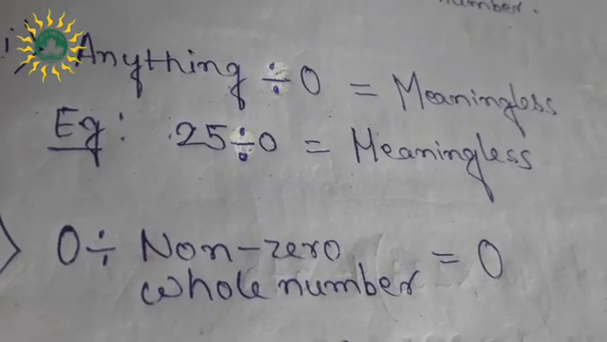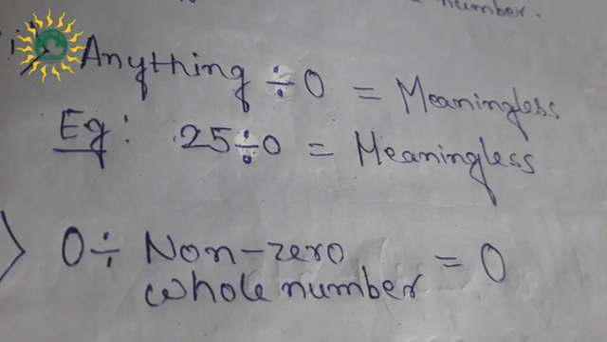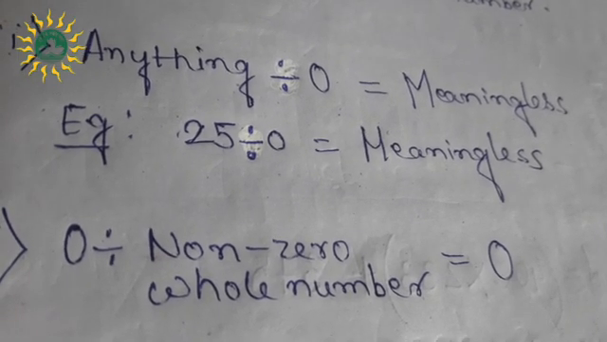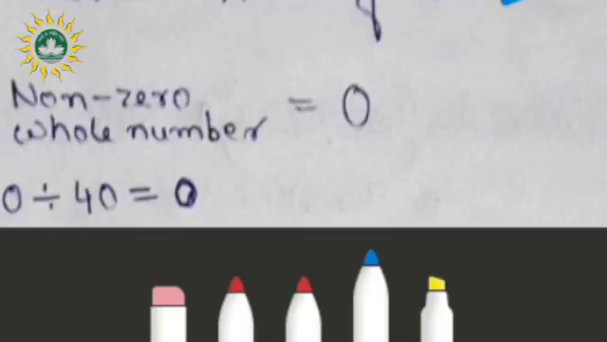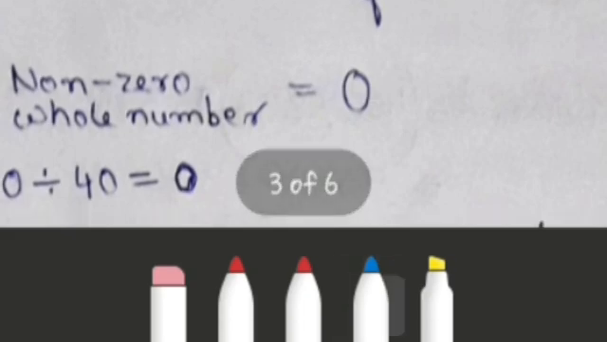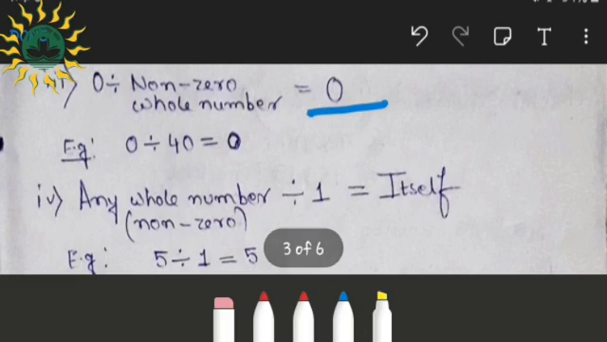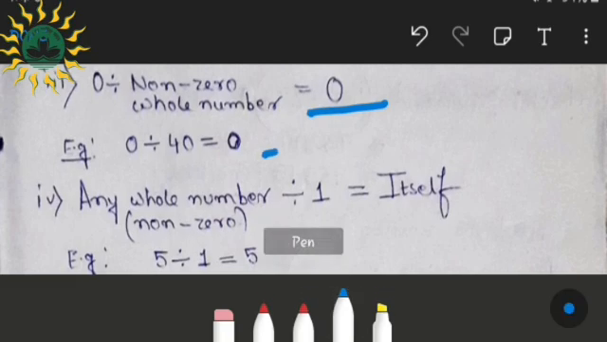So no whole number can be divided by 0. Now, 0 being divided by any non-zero whole number, non-zero meaning except 0, so 1, 2, 25, 99, anything. If 0 is divided by any such number, then the answer will always be 0. For example, 0 divided by 40, we get 0.